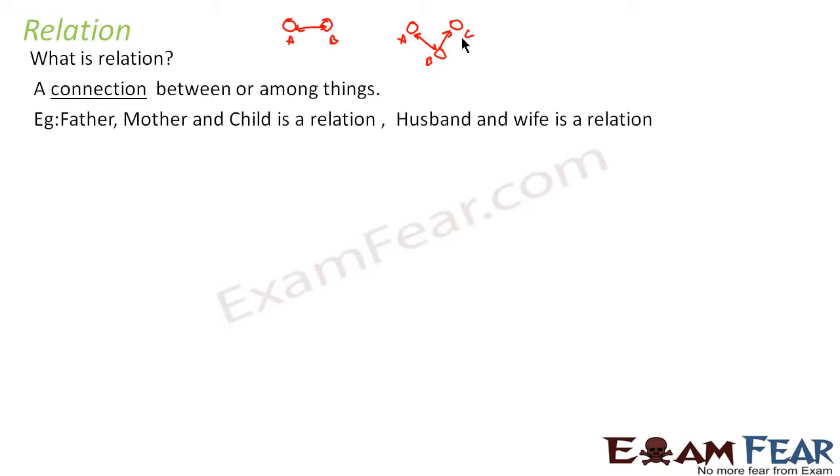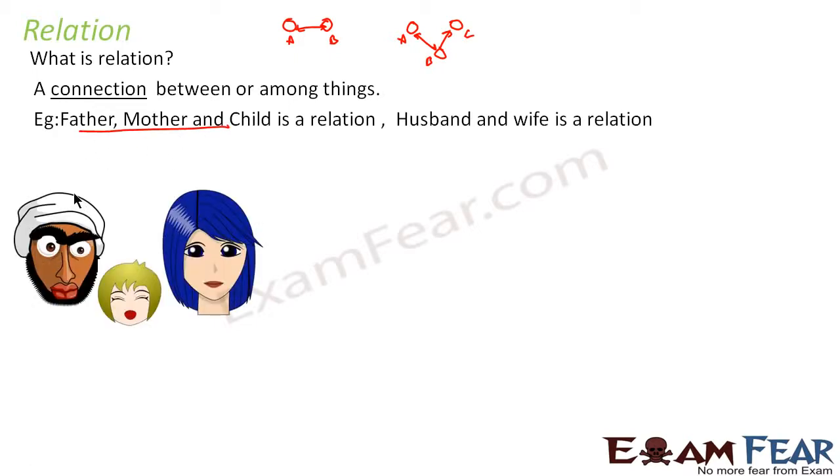For example, if you see father, mother and child, it is a relation. If you see this picture, this guy is the father, this lady is the mother, and this is the sweet child. There's a relation between these three. Father and mother have a relation. Father, mother and child have a relation. Correct? So there is a relation between these three objects. This cute baby is the daughter of this guy. This lady is the mother of this kid. So there is a relation between these three.